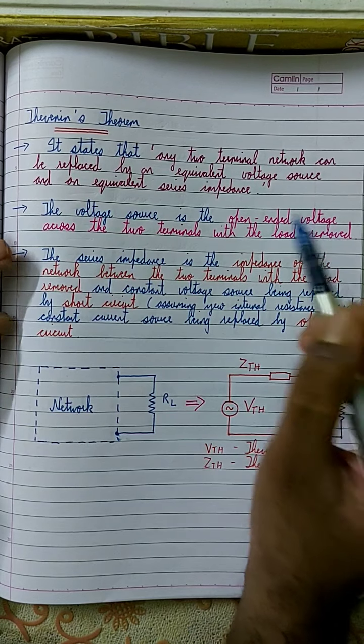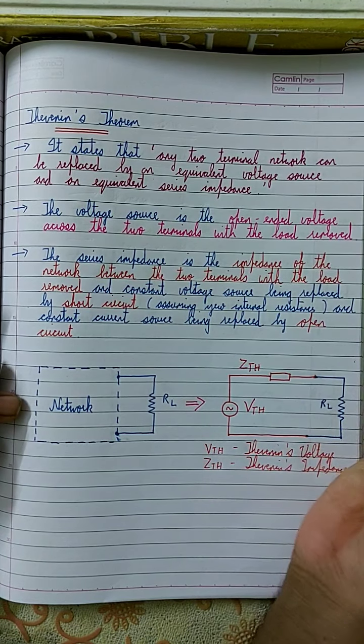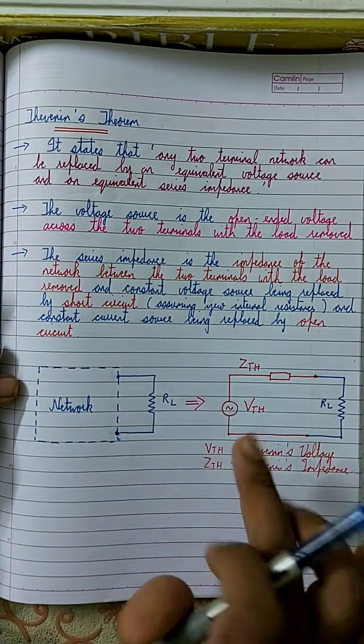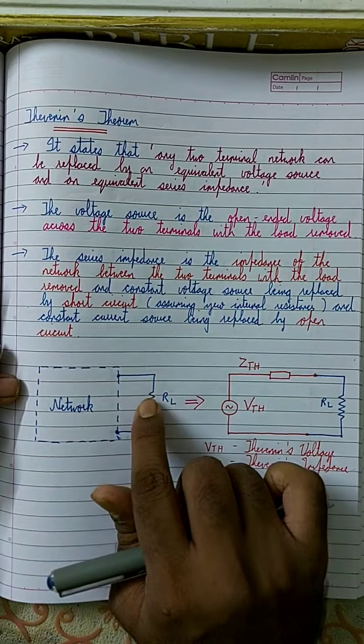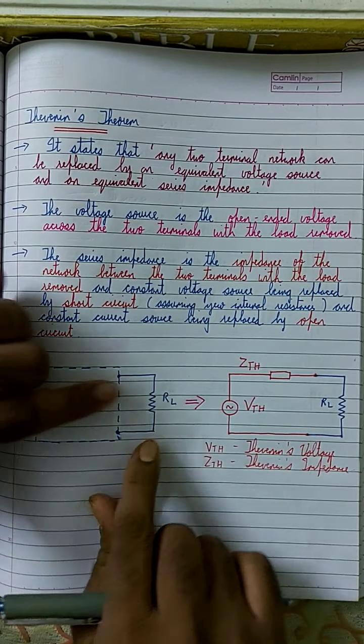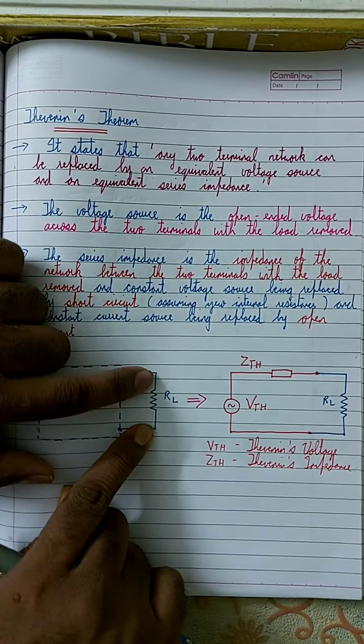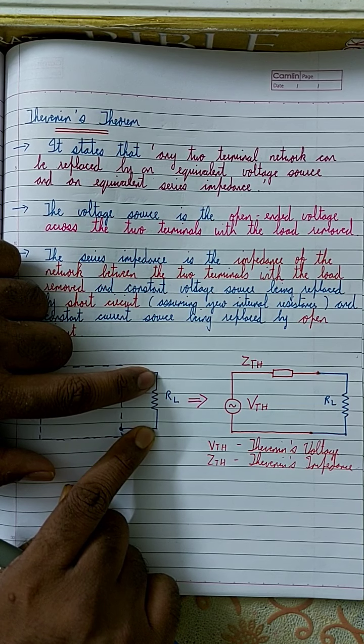That is the open-ended voltage. Open-ended voltage means that in the circuit, if I remove RL from here, then these two junction points will be open circuit, right?